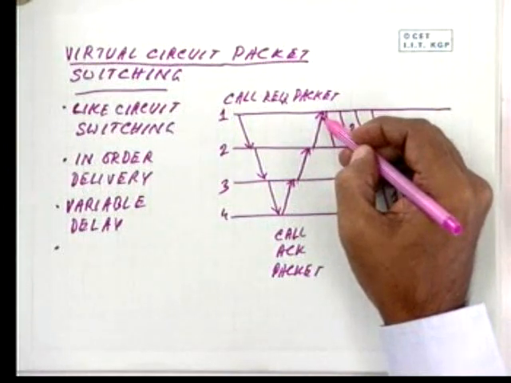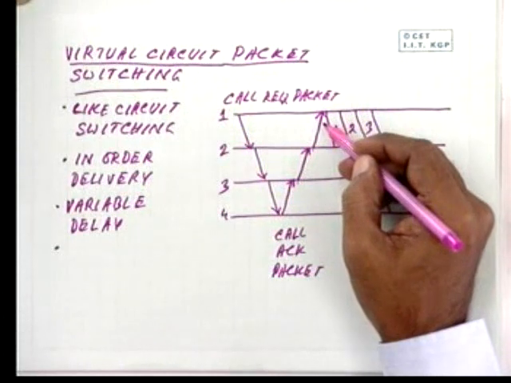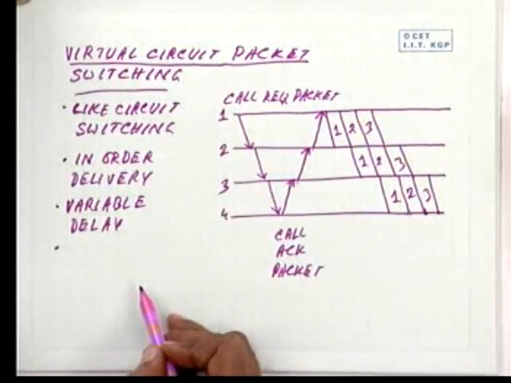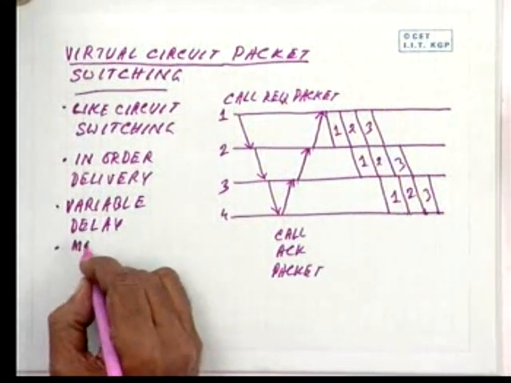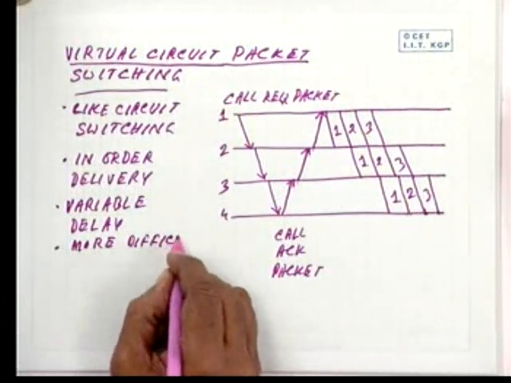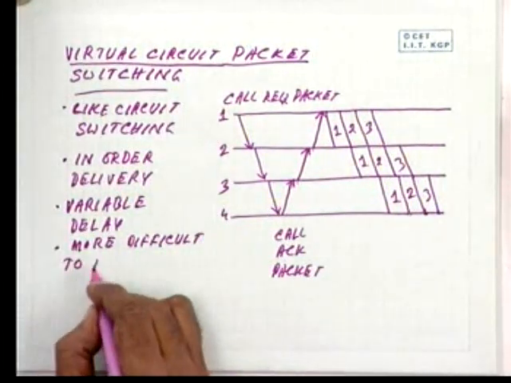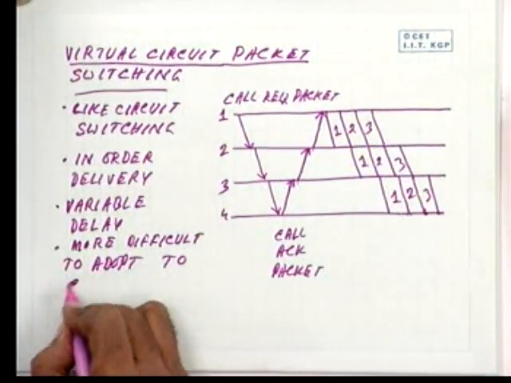Now, here the nodes are not provided with the capability of routing, because routing is done by the source node in the beginning and a virtual path is set up. That's why it is called virtual circuit. And because of this, in this particular approach, it is more difficult to adapt to congestion.